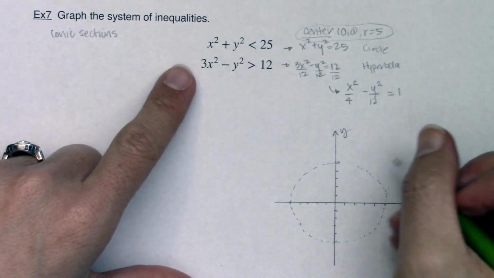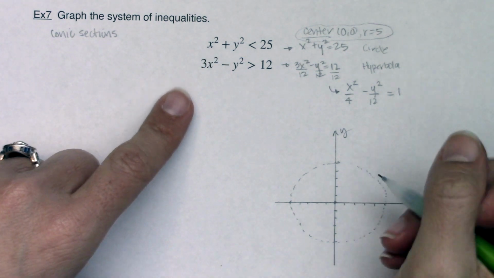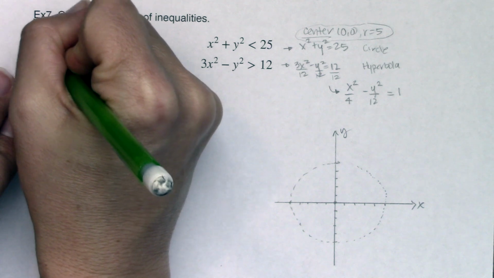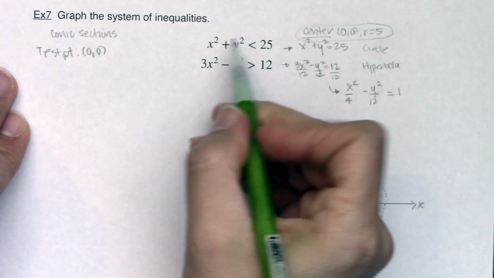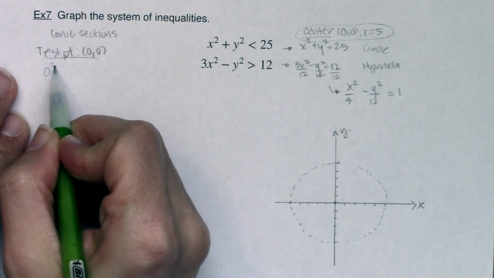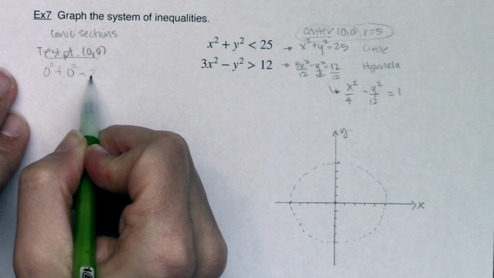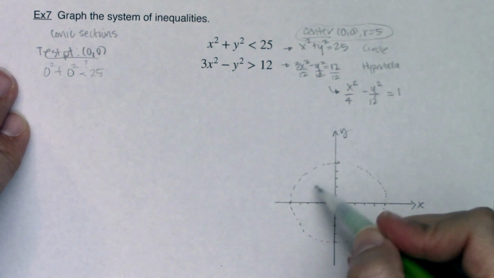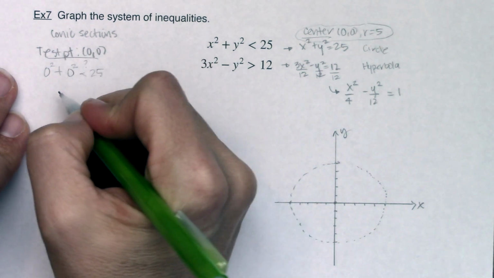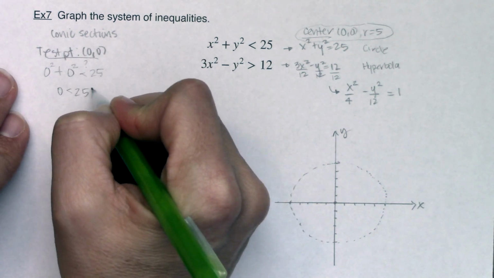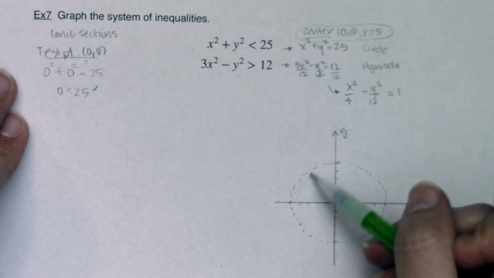I either want to shade inside the circle or outside the circle. So let's use a test point. And you know me, I like zeros, so I'm going to use 0, 0. Is it true that 0 squared plus 0 squared is less than 25? If it's true, I'm going to shade over 0, 0. If it's false, I'm going to shade out of 0, 0. But 0 is less than 25, so I want to shade here.